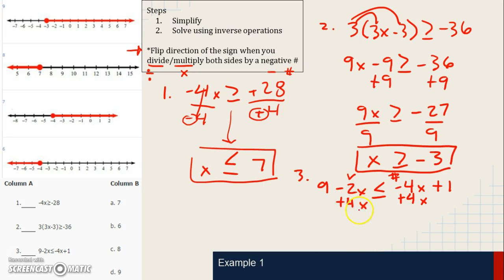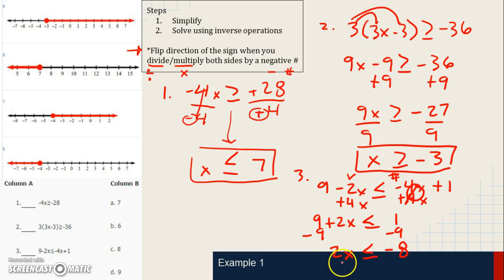So I'm going to add 4x to both sides, so I have 9, and then negative 2x plus 4x is a positive 2x, is less than or equal to, those are now gone to 0, and we're just left with this 1. Now we can start using inverse operations. I'm going to eliminate the 9 that's being added out in front by subtracting 9 from both sides. And here we have 2x is less than or equal to 1 minus 9, which is negative 8.